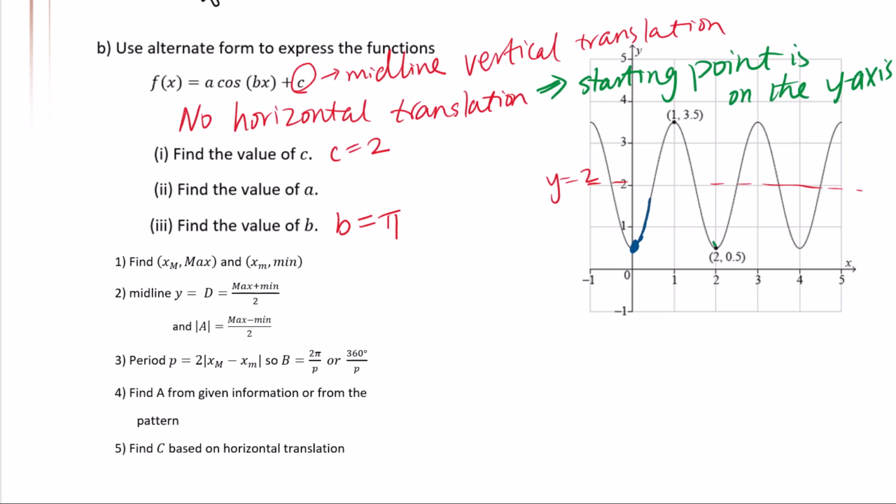Let's draw the pattern. It's a negative cosine pattern, which means this a is negative. We already figured out the amplitude of this function is 1.5. Therefore, a equals negative 1.5.